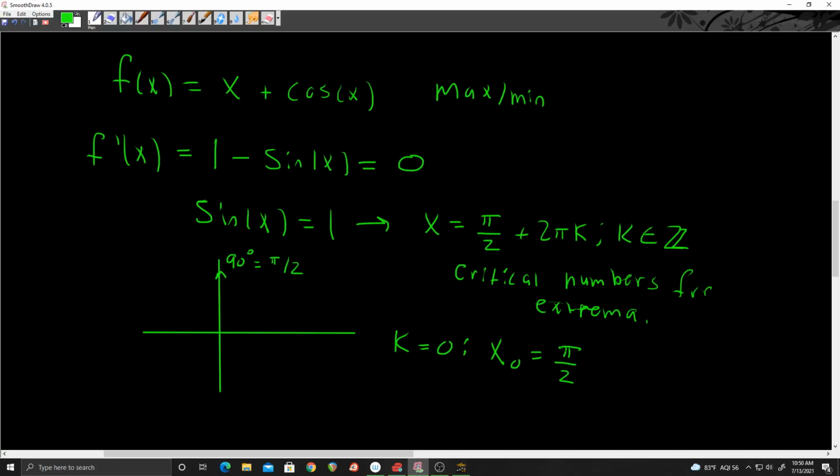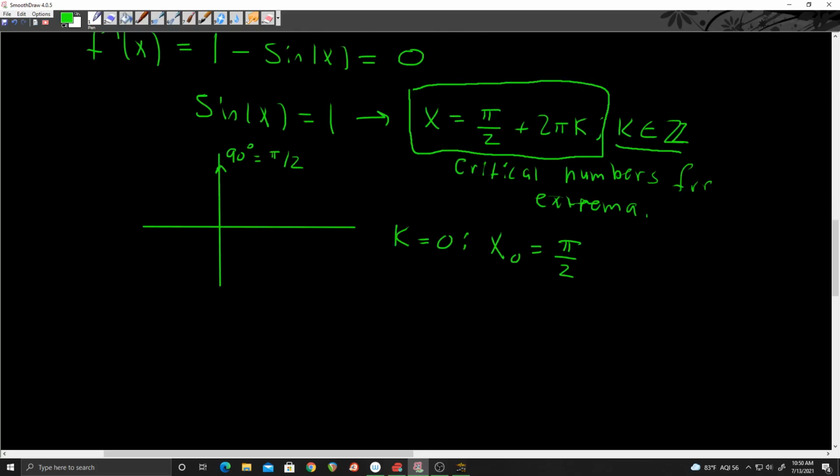But we don't know, either this is happening or this is happening. We need to figure out which one's which. Do we have a max or do we have a min? And that's what we're going to go through right now. Now we have to be careful because there's literally an infinite number of critical numbers, because this integer can be anything. So what I'm going to do is write down a few of these.